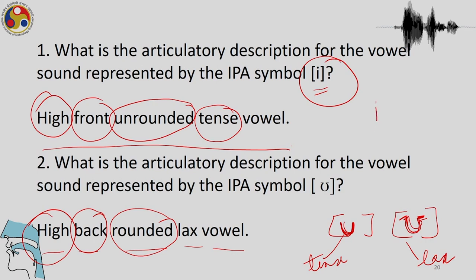Again, similarly, when we're talking about the tense E versus the lax E, what's the difference? They're both high front unrounded. However, this is the tense vowel and this is the lax vowel. And these properties should be reflected if you are talking about vowel sounds.